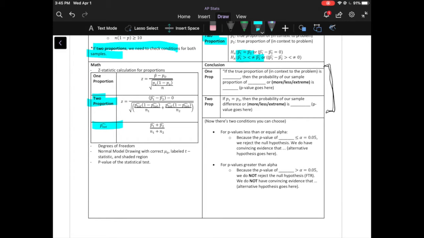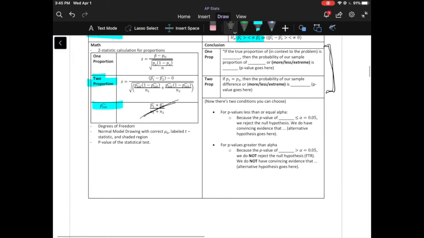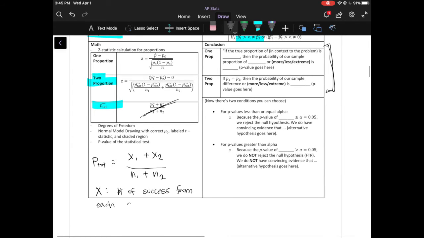Next is our math. So we have a brand new equation for a two-sample, two-proportion z-test. We have p hat 1 minus p hat 2 minus 0. And technically, you don't have to write in the minus 0. That's fine. But what's different now is the standard deviation. The standard deviation has something called p total. And there's actually a mistake in your notes, so I want you to go ahead and correct this. P total is actually equal to x1 plus x2 over n1 plus n2, where the x represents the number of successes from each sample.